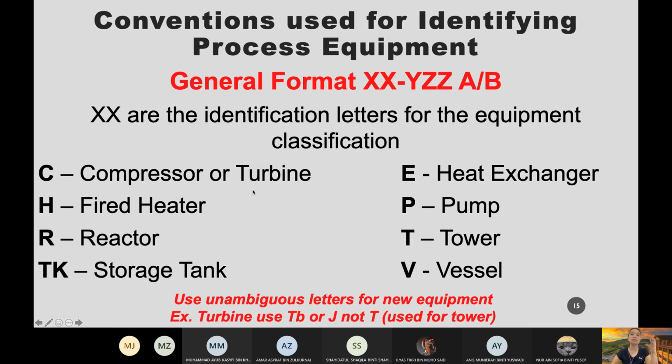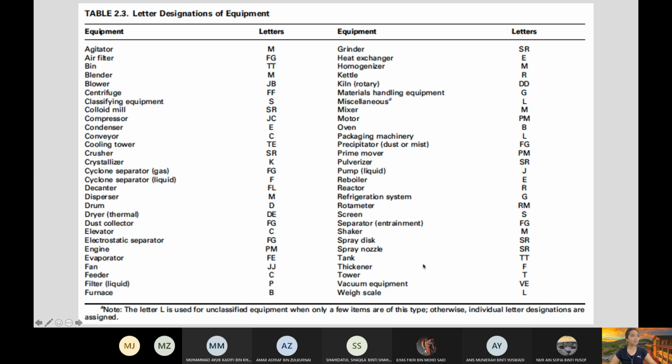Kalau compressor turbine kita guna C. Kalau fired heater guna H. Reactor guna R. Storage tank TK. Heat exchanger E. P is for pump, T is for tower, V is for vessel. Okay, bukan saja ni aja, ada banyak lagi. So in this slide, it shows all the main classification and the alphabet to represent the classification.